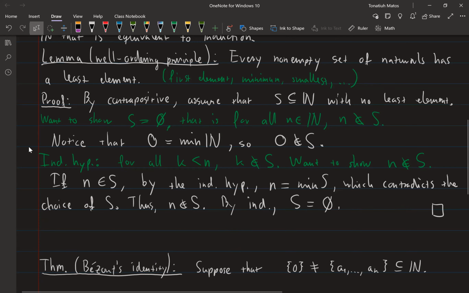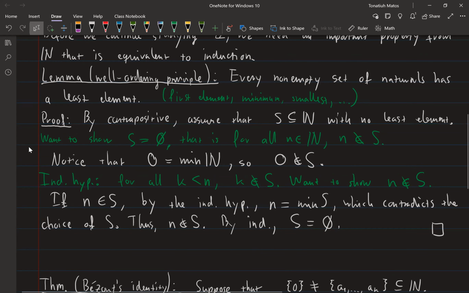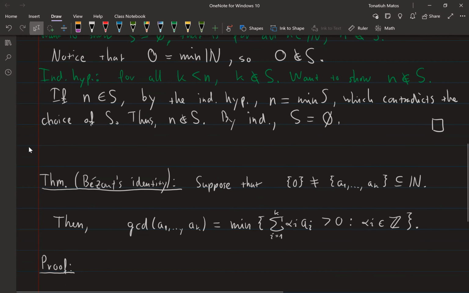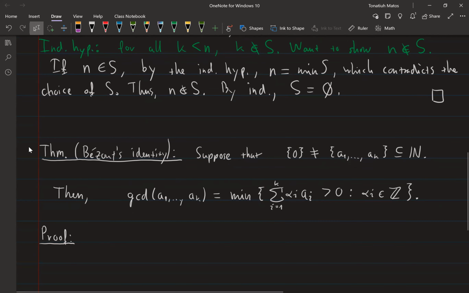And all of these principles are equivalent, but if you're curious and want to learn about something that is actually stronger than this, then you should look up something called transfinite induction. That is a technique that is actually different and more powerful than this one.